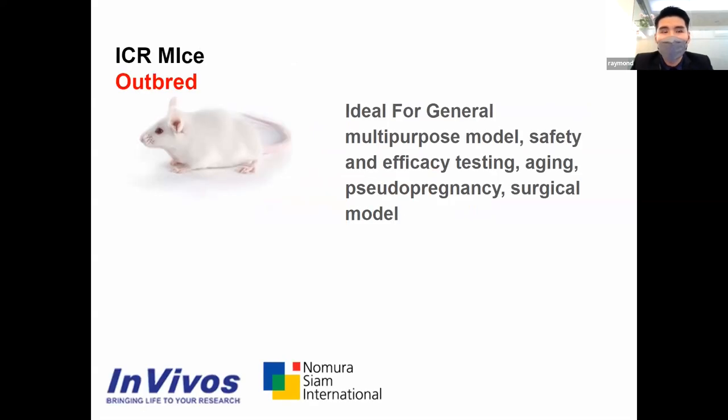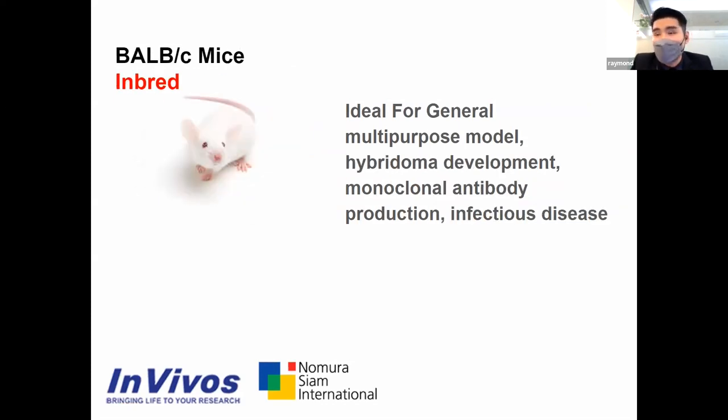For mouse, we have the ICR mouse, which is a very, very common outbred model, as well as BALB/c mice. I would say a lot of research groups actually go for BALB/c mice because BALB/c is an inbred mouse model. For an inbred model, their genetic content is very, very similar. They are bred in a cousin background, so they will have a similar genetic background. They are ideal as a general multi-purpose model, as well as for some hybridoma development and monoclonal antibody production.